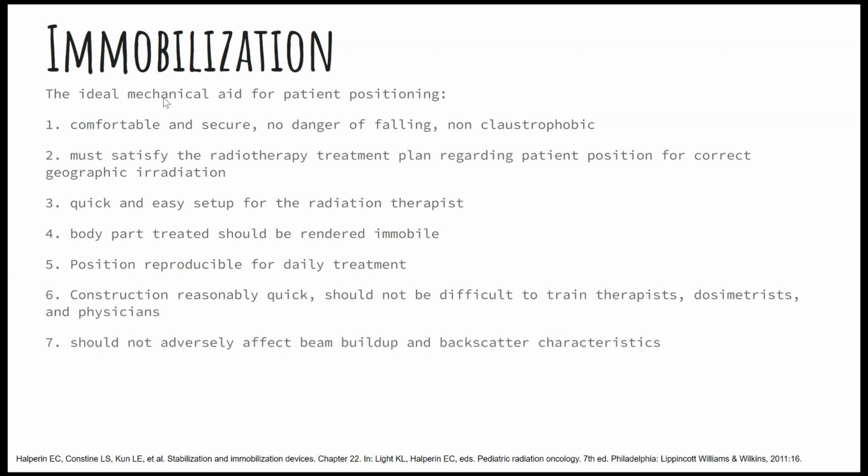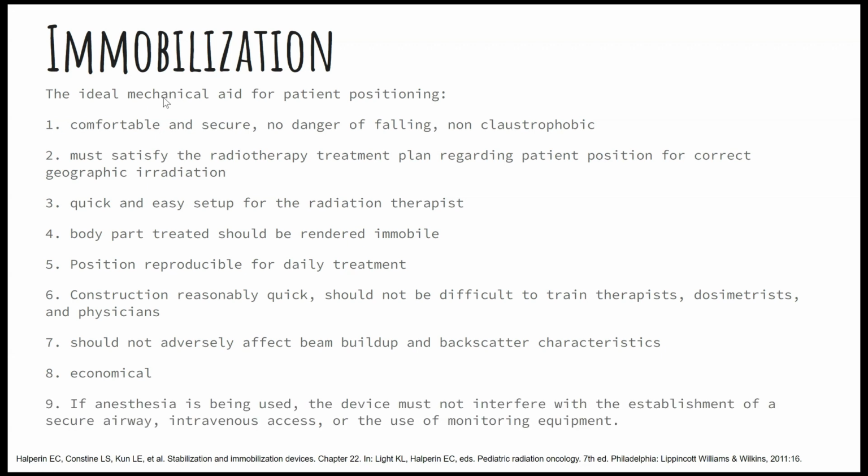It should not adversely affect build up or backscatter characteristics. It should not alter the beam in any way. If the beam is altered, you'll never be able to understand how the radiation is being deposited. It should be economical, easily available, and if any anesthesia is being used, airway access should be easy. That is very important. Airway, IV access, and use of monitoring equipment should not be difficult. So this is an ideal system, and there is no immobilization device that fits all these criteria.